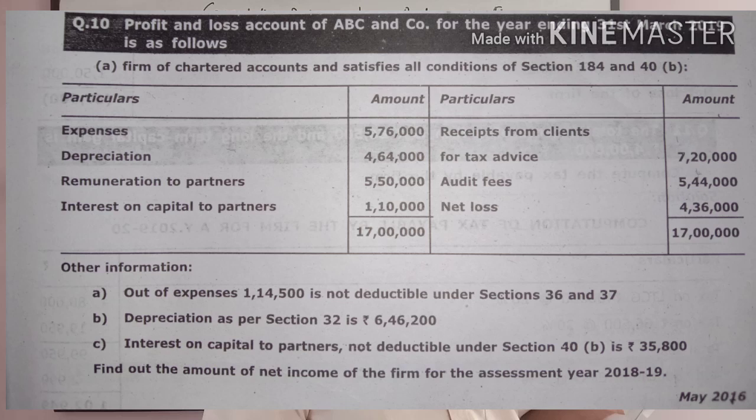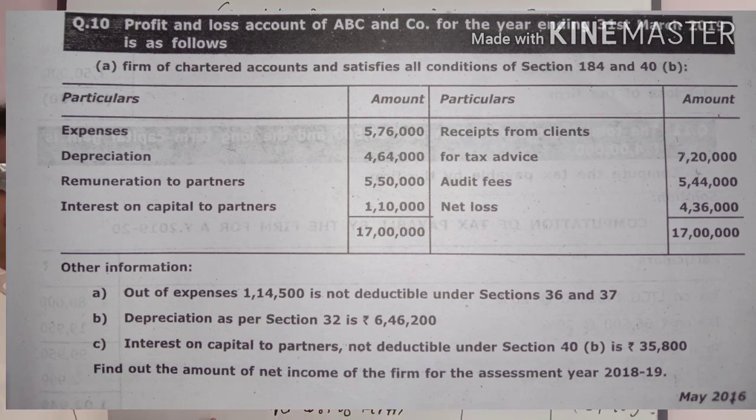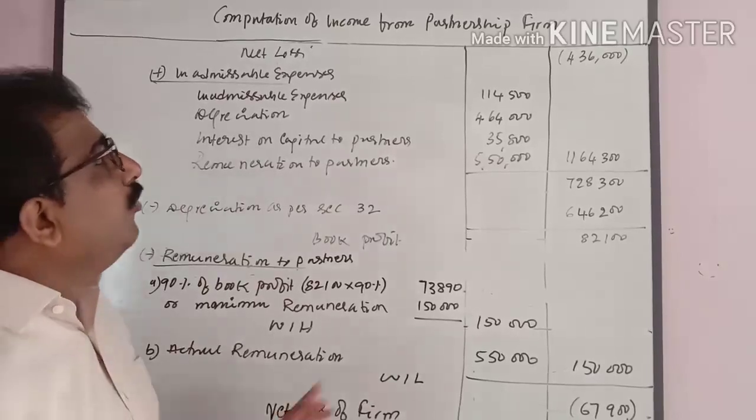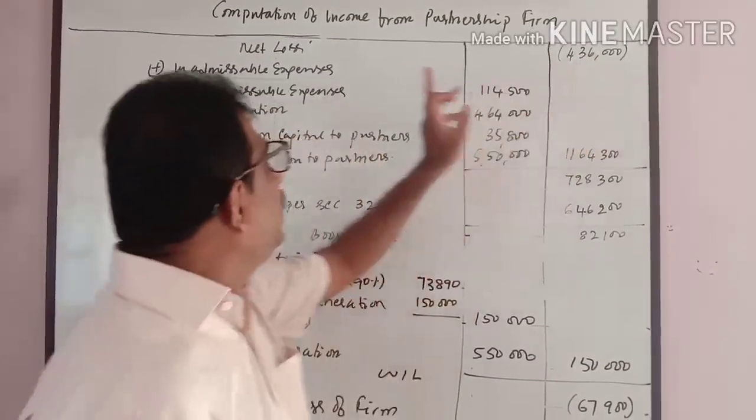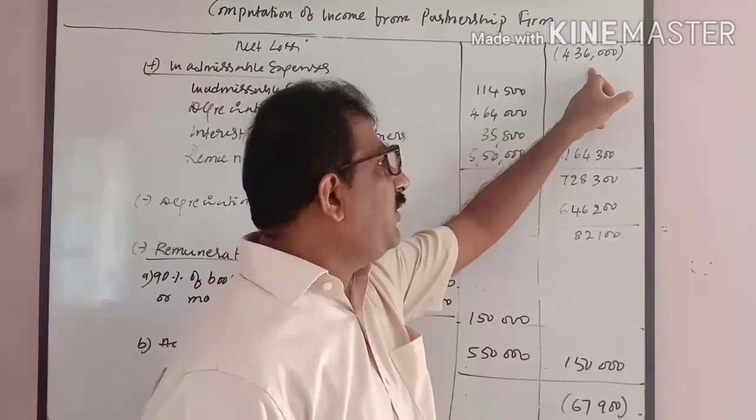Other information: out of expenses, 1,14,500 is not deductible under section 36 and 37. Depreciation as per section 32 is 6,46,200. Interest on capital to partners not deductible under section 40 subsection B is 35,800. Find out the amount of net income of the firm for the assessment year 18-19. Just look at this problem. In this case, a net loss of 4,36,000 is given. Take the net loss as per profit and loss account.